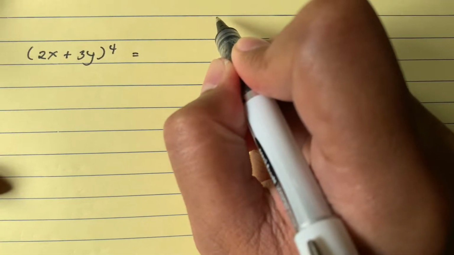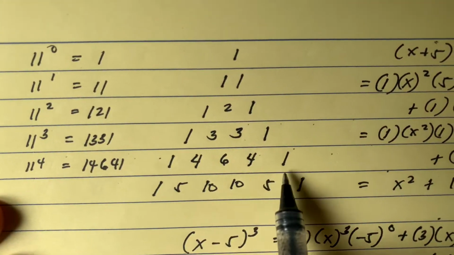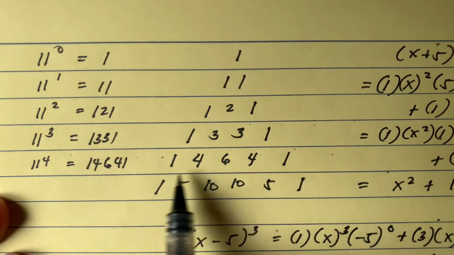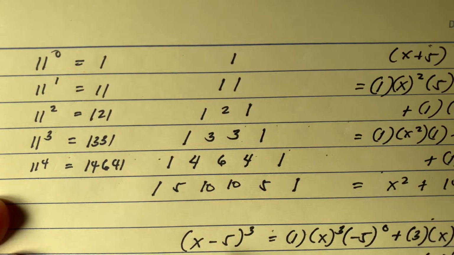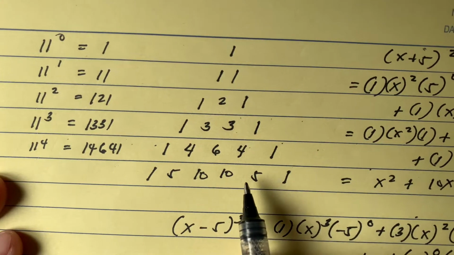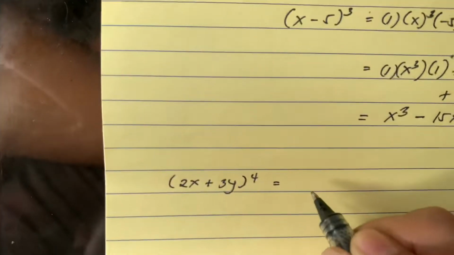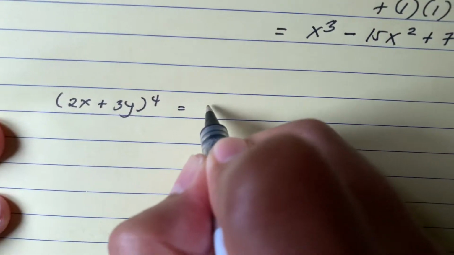the coefficients using a Pascal's triangle. This one, we are going to use this. We have 1, 4, 6, 4, 1. We are going to use this, the coefficients, because based from our example right now, we are going to raise to the power of 4. So let us simplify. Okay, so now we have 1.